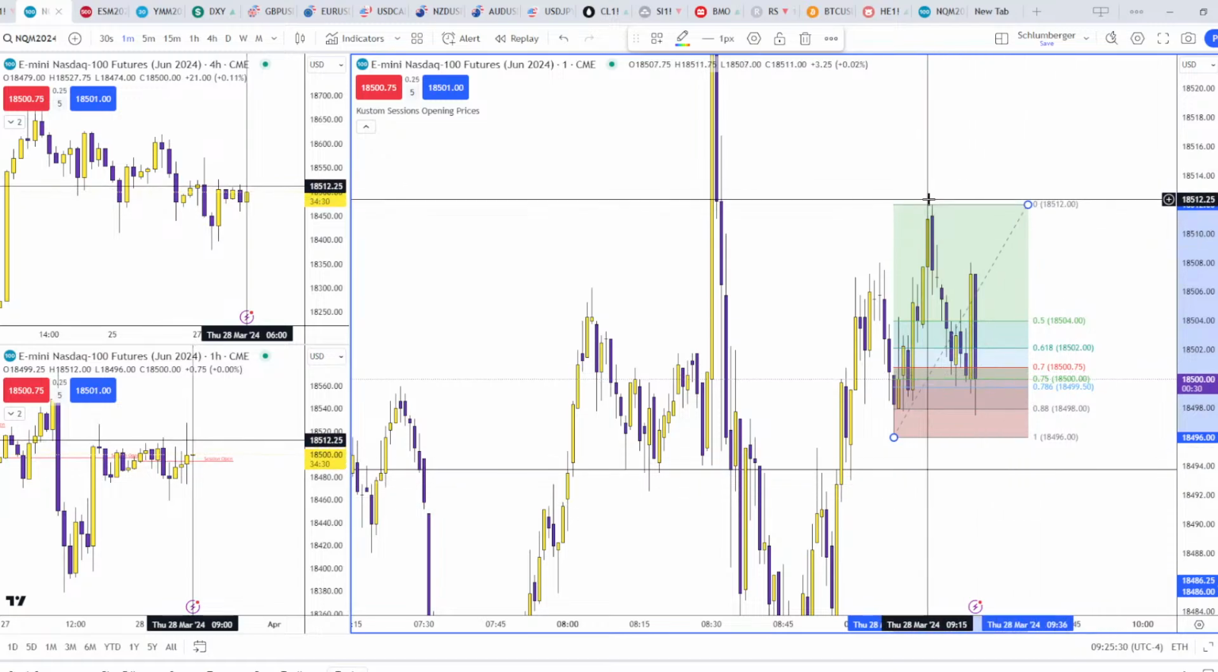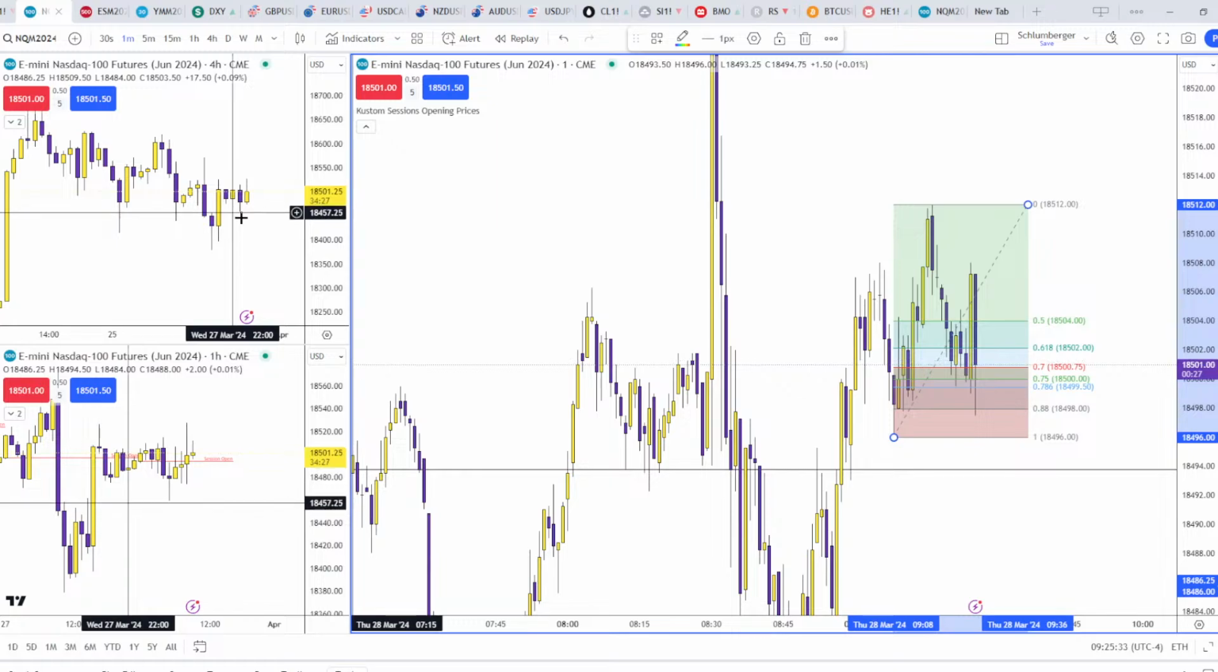Or you leave your stop loss way up there and you expect it to come down even deeper into here.